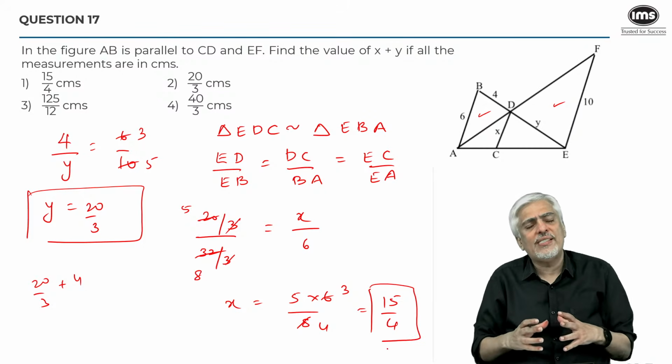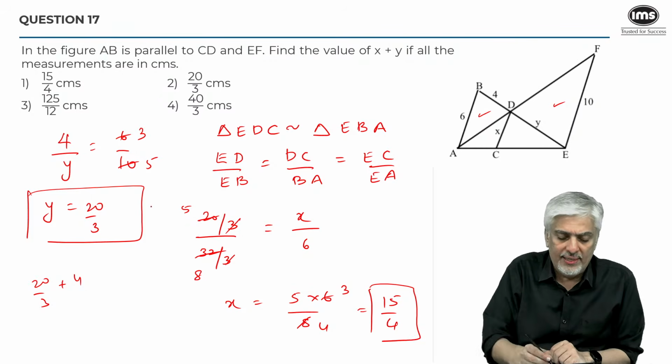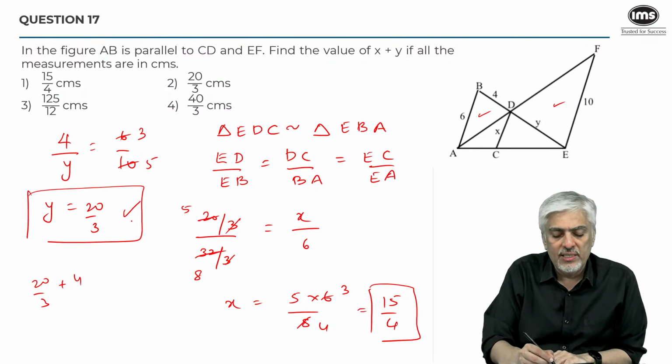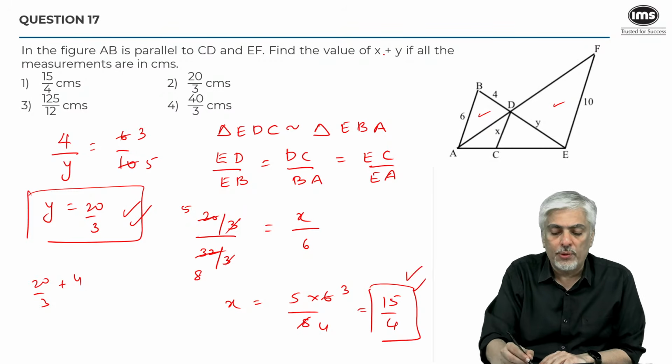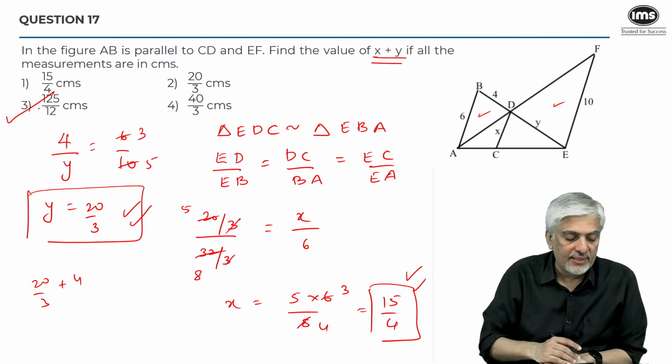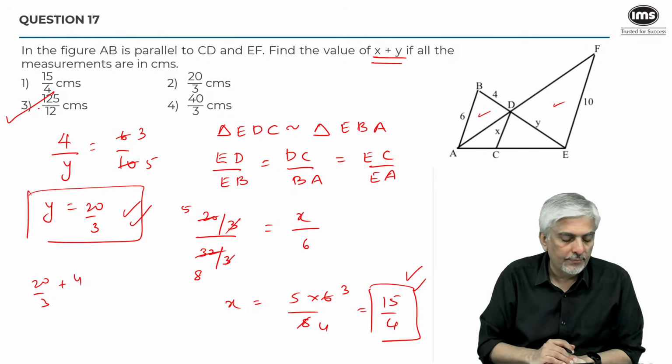I think somehow students like it when I do a longer method. I don't know why. I hate it, but students like it. So y is 20 upon 3, x is 15 upon 4, x plus y is asked. Answer is the third option.